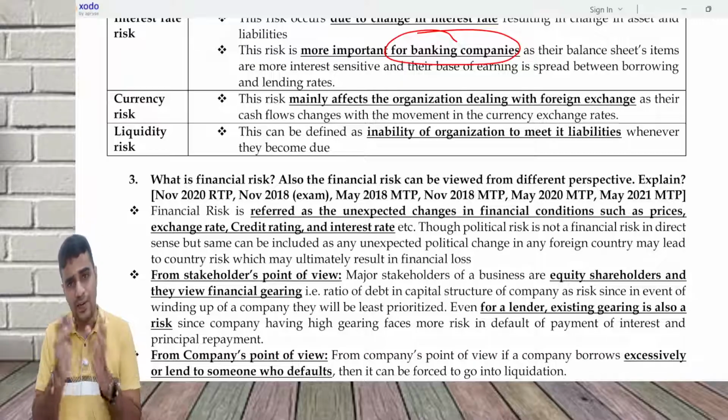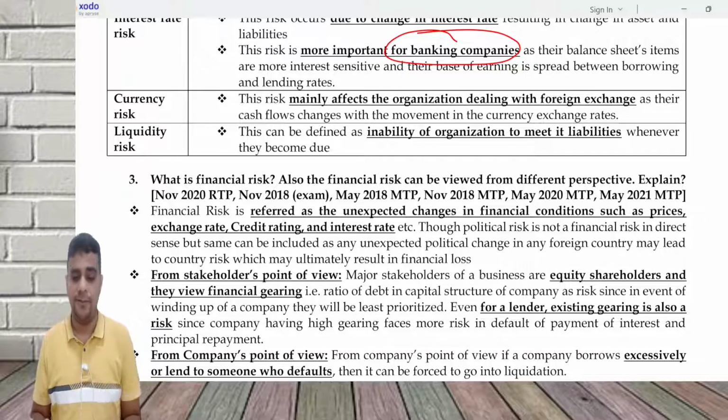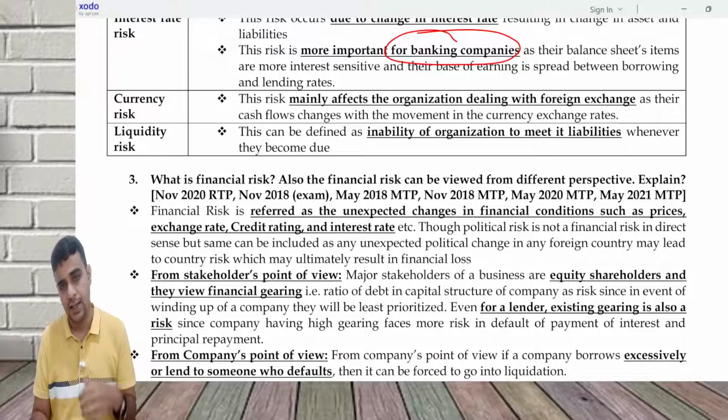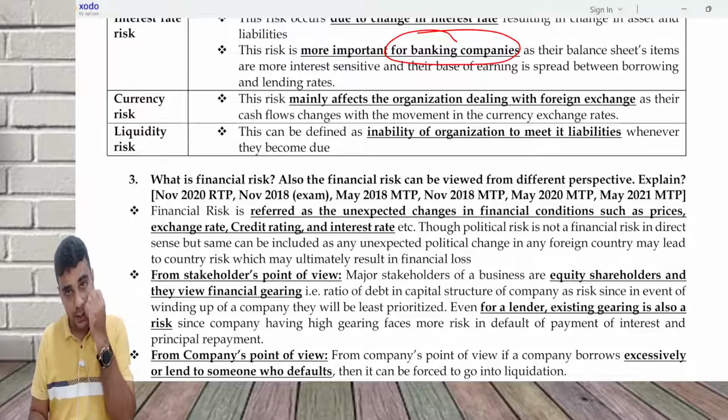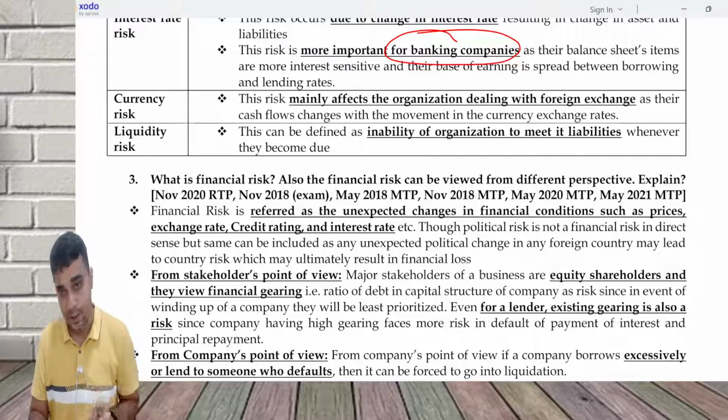So political risk is as such not exactly a financial risk in the direct sense, but any unexpected changes there can lead to huge financial losses. Now, from a stakeholder point of view, a stakeholder is basically an investor. There are two types of investors, a debt investor and an equity investor.